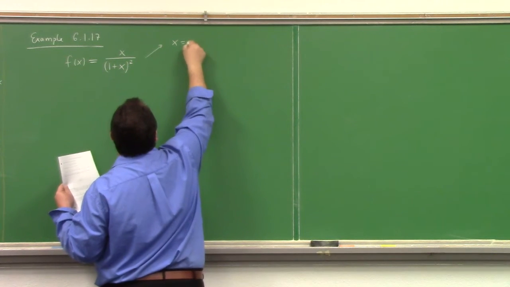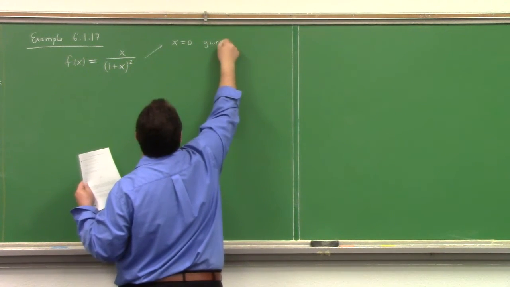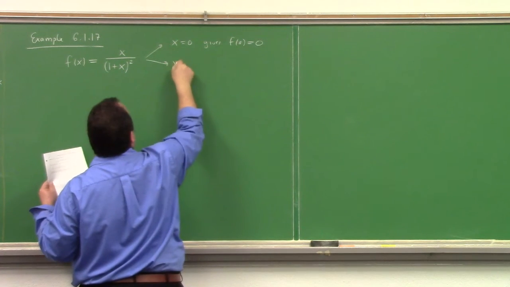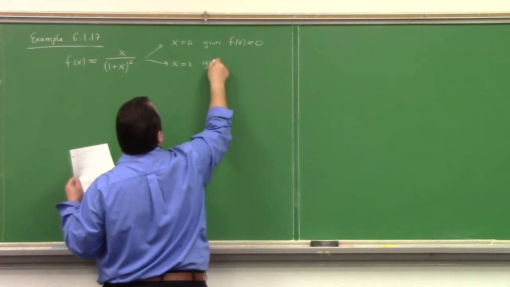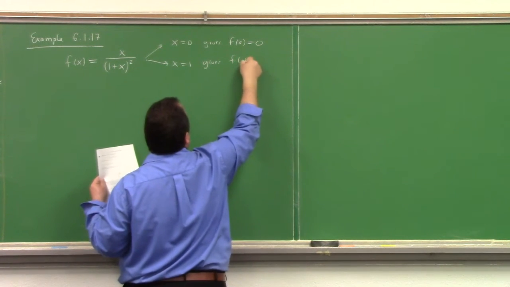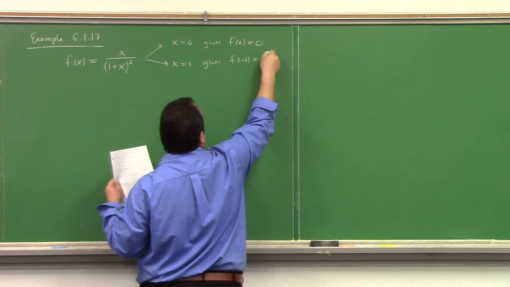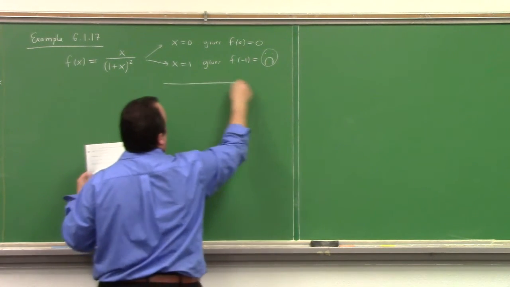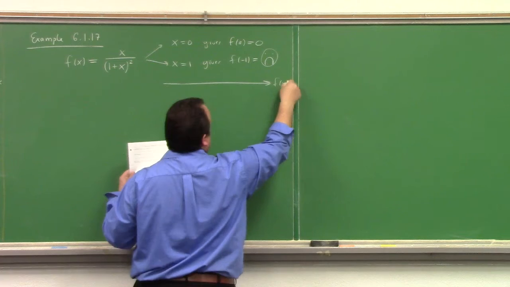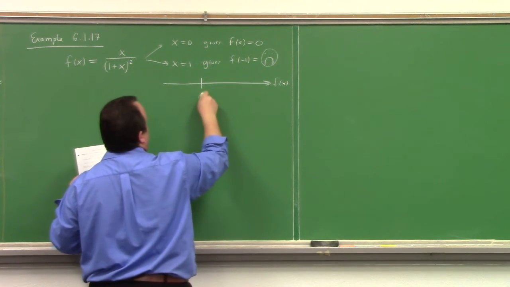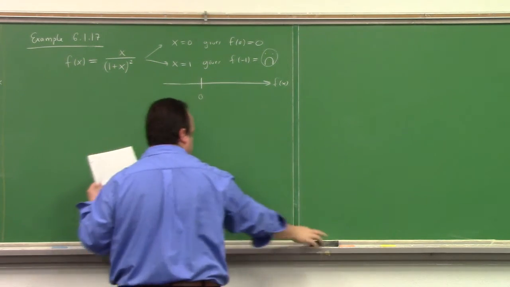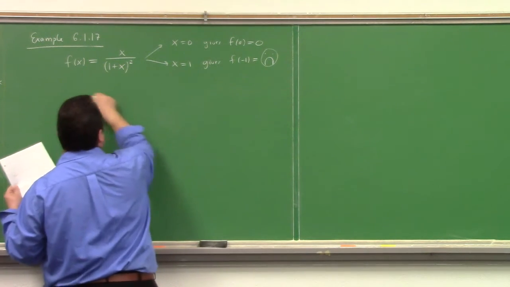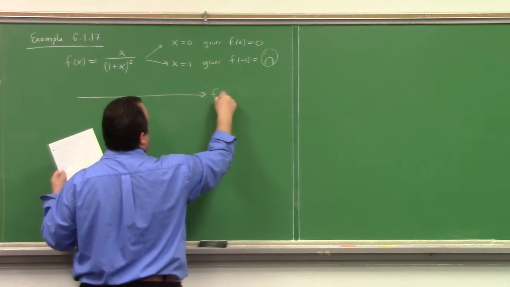x equals 0 gives f of 0 equals 0, right? And x equals -1 gives f of -1 equal to undefined. So the sign chart for the function itself is kind of boring. Actually, let me make it a little bit bigger here. So here's the sign chart for the function.